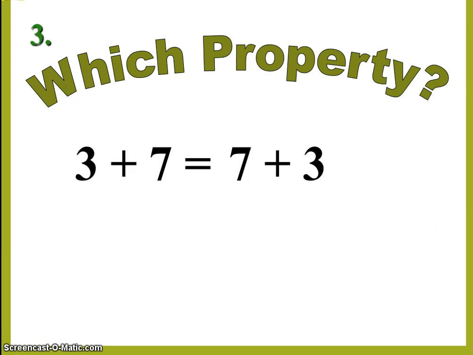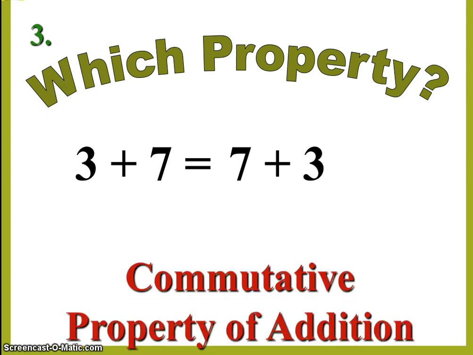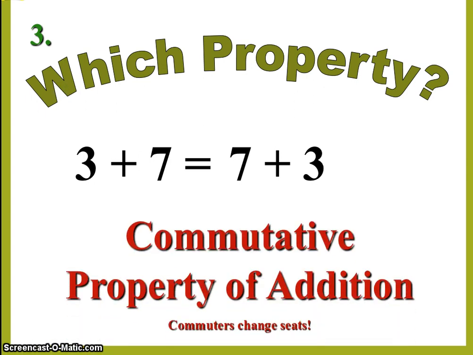Okay, our next property, what did they do? Look at it closely. They just turned the numbers around, didn't they? So this one is called the commutative property of addition. Commuters change seats. They move from one place to another. You might commute to a job. It means you're moving from one place to another. So, commutative property.